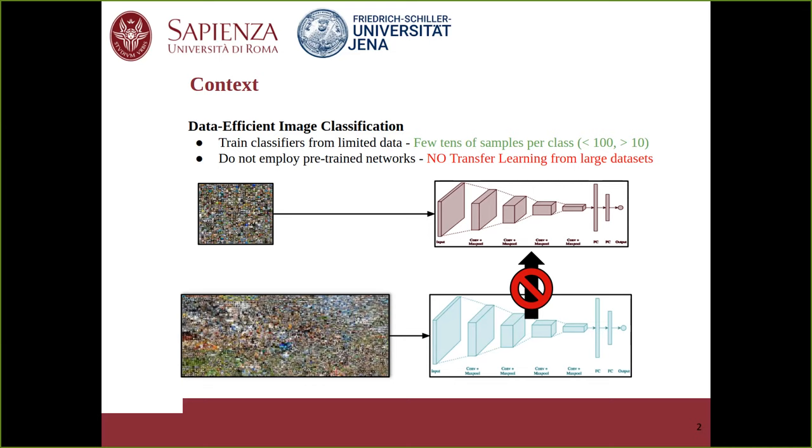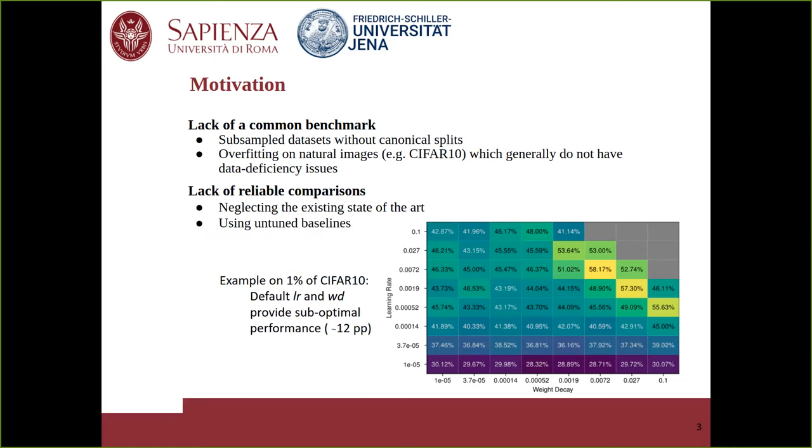So after analyzing the literature, we identified two key issues regarding this field. The first one is the lack of a common benchmark. Indeed, previous work generally uses sampled versions of popular datasets without using canonical splits, making it hard to compare against other methods. And also there is a risk of overfitting on natural images, since in general the experiments are run on popular datasets like CIFAR-10, which contains natural images that we know in general do not have data deficiency issues.